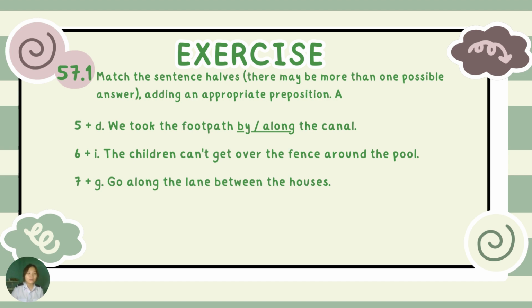Number 6 matches with I: the children can't get over the fence around the pool. Around is used to indicate that the fence surrounds the pool. Number 7 matches with G: go along the lane between the houses. Between is used when referring to a location in the middle of two things, in this case two houses.